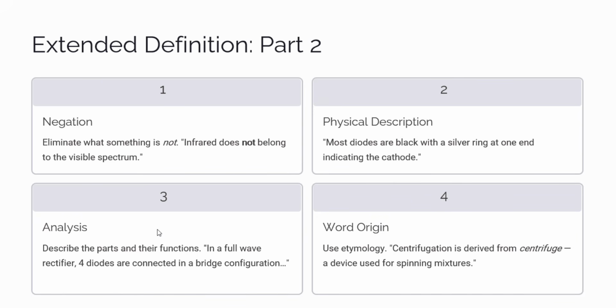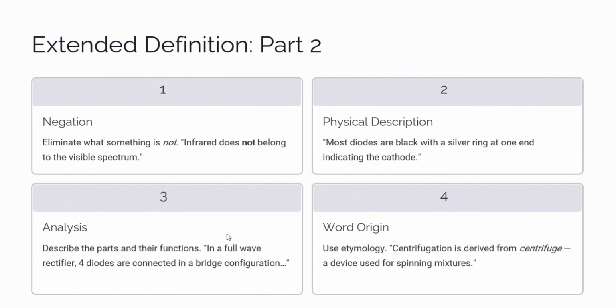Another way under extended definition is analysis. This describes the parts and their function. For those in electrical engineering, there is something we call a full wave rectifier. A full wave rectifier has 4 diodes that are connected in a bridge configuration. It's just like they are connected in a square. So you are analyzing that in a full wave rectifier, 4 diodes are connected in a bridge configuration. That analysis will help anybody to understand what you are talking about.